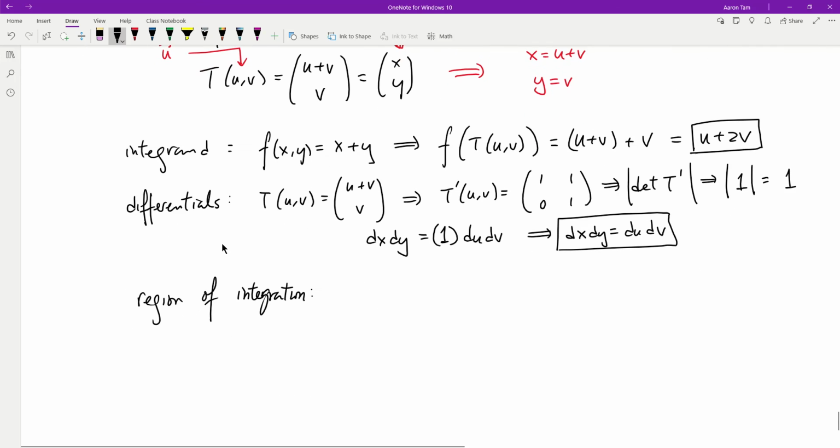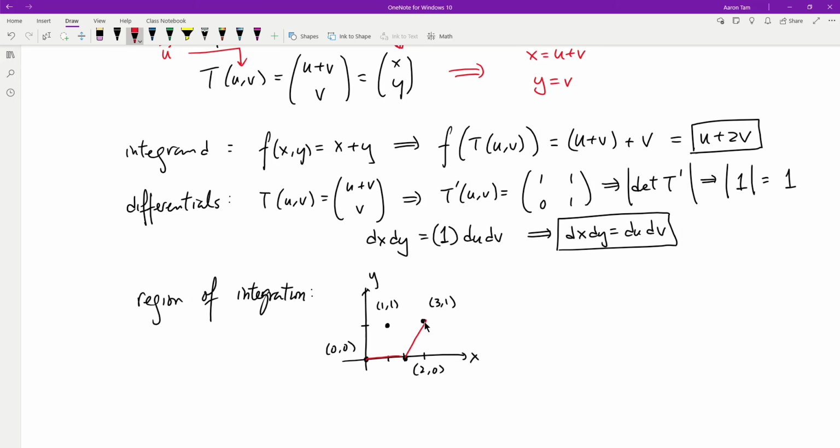So what you need to do is the following. First, I'm going to look at what this region of integration looks like in xy. So it will look something like this. It would be 0, 0, 2, 0, 3, 1, and then 1, 1. So it seems to me that this is our parallelogram P. So that's in XY coordinates.